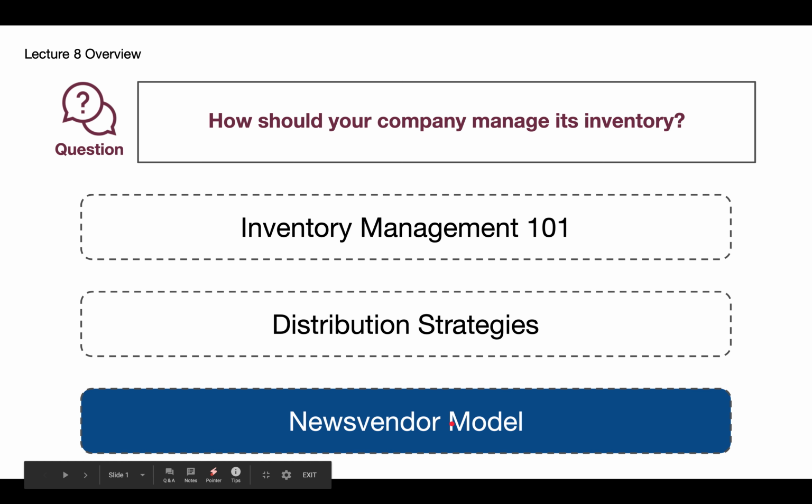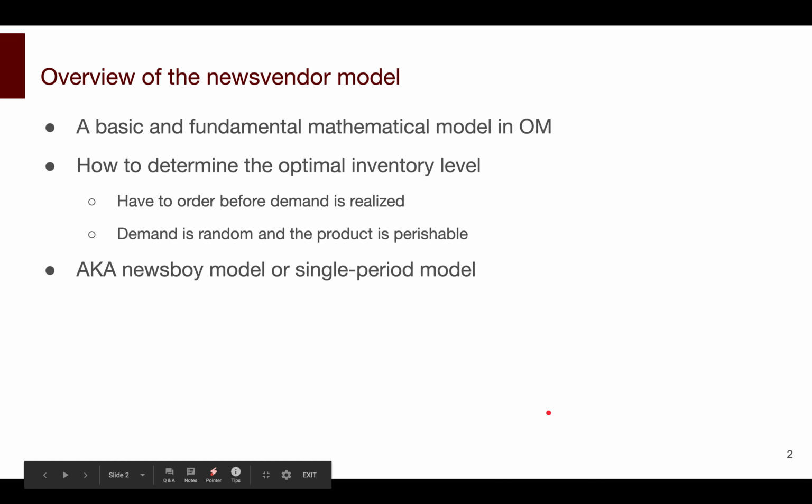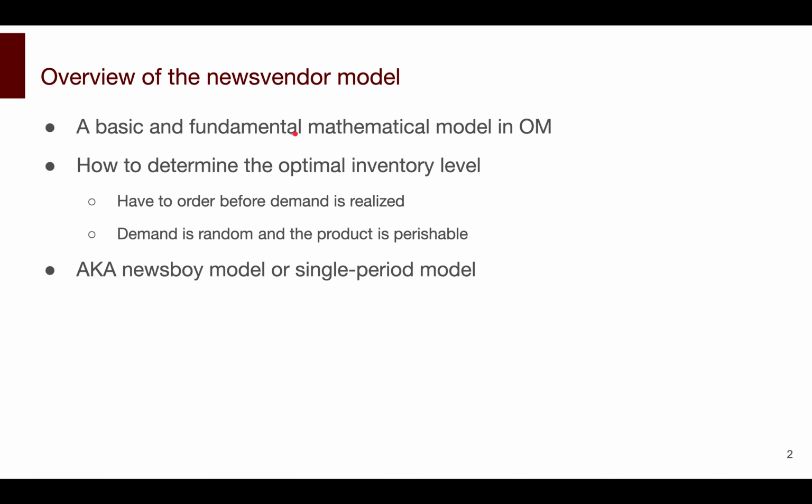In this part of the lecture, we'll be discussing the Newsvendor model. The Newsvendor model is a basic and fundamental mathematical model in operations management. And it is important because it deals with the problem of how to determine the optimal inventory level when you have to order before the demand is realized, and the demand is random, and the product also is perishable, meaning it loses value if you can't sell it.